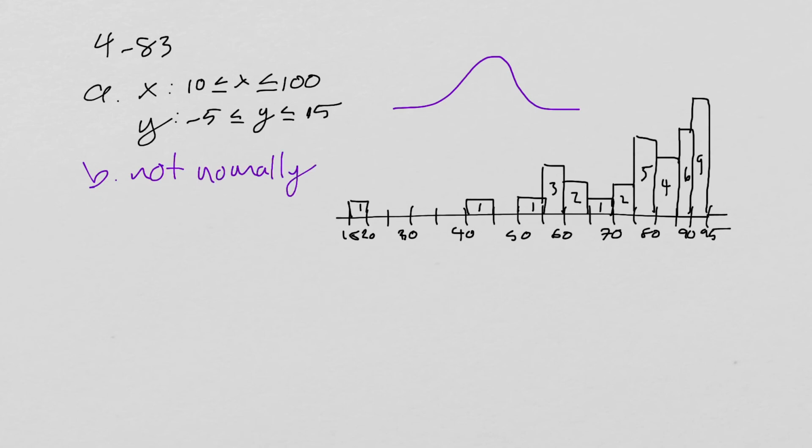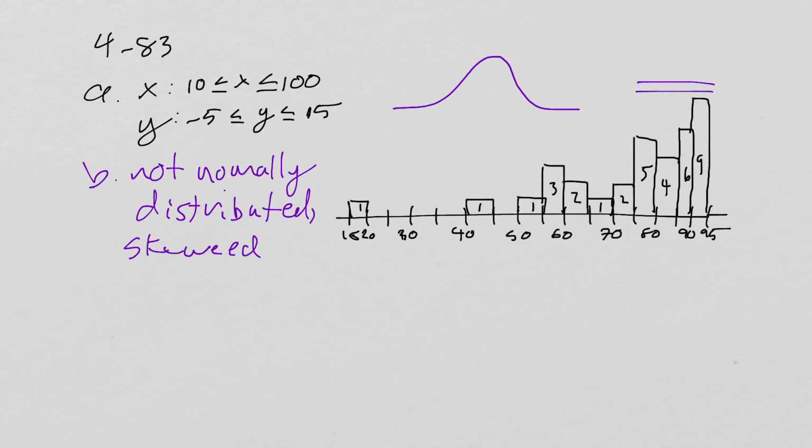This is more of a skewed left, right? Because most of our data is up there on the right-hand side. Almost all of our data is between 75 and 95. But we have all this data coming off to the left here. And so that's why it's skewed left.